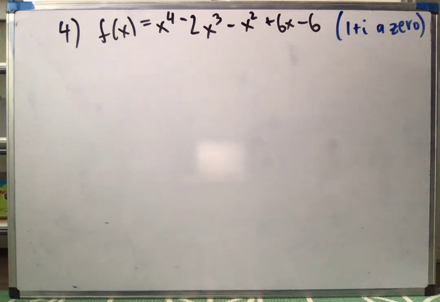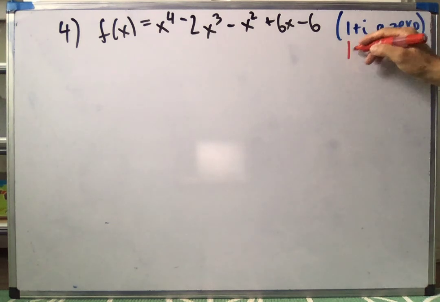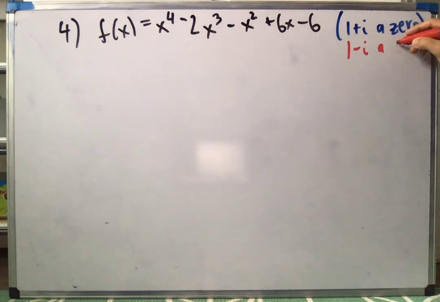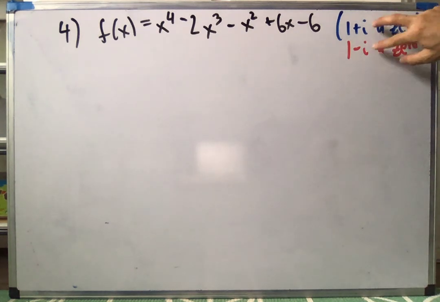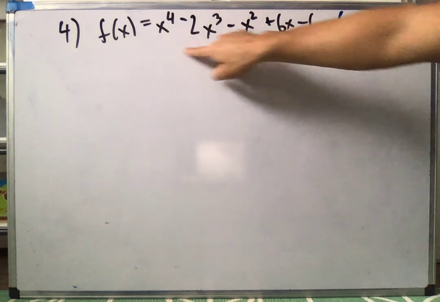So remember again, using the same theorem, this is really the only theorem we've been using this whole class that's new, the conjugate zero theorem. It means I also know that 1 minus i is a zero as well. Yeah, the conjugate is a zero. So what we're going to do is take these two zeros and use that fact to make a new polynomial and divide the original polynomial by that.